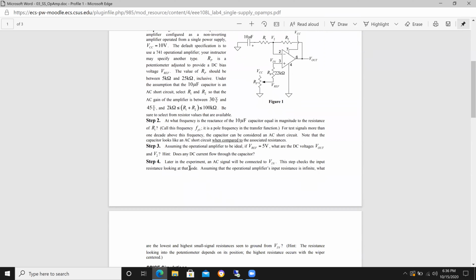Okay, step 4: later in the experiment, an AC signal will be connected to Vn. So right here. This step checks the input resistance at that node. Assuming the operational amplifier's input resistance is infinite, so just looking into the op amp, it's infinite. What they're asking you for now is, what's the resistance seen looking down? So if you were standing at Vn and you were looking down, what impedance would you see?